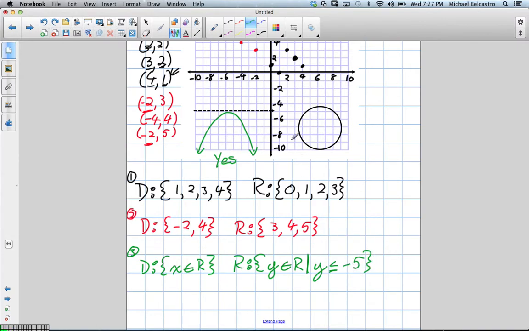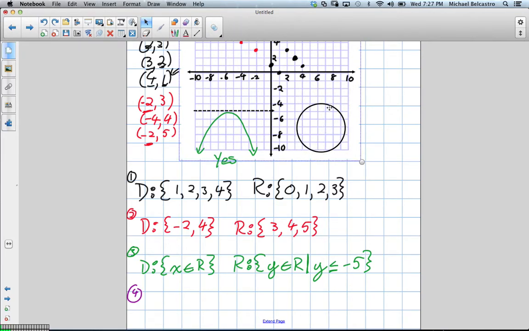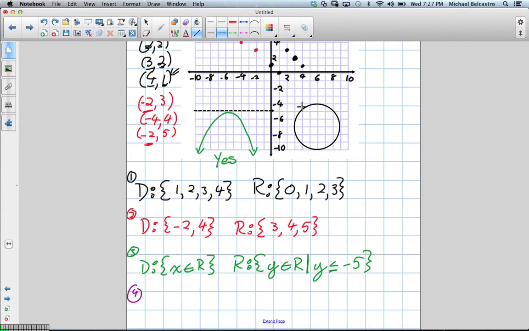Okay. And then finally, our last one is the circle. Now, in the circle, we actually do have restrictions on our domain. If you look at the circle, I'm going to move it over a little to make this a bit easier. Let's see if we can get some whole number values. And maybe I'll expand it a bit so we can get whole numbers here. Okay, so we're just going to kind of round just to make it easier for ourselves.